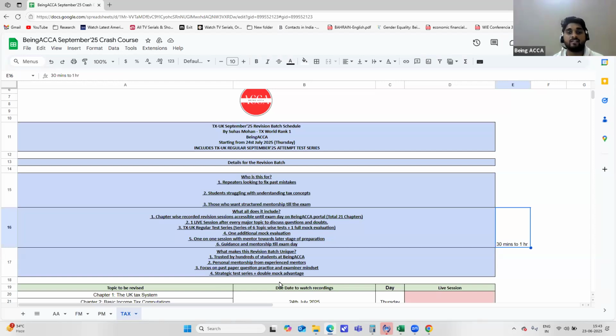And next is the strategic test series. So we will have a test series for each section, so you'll get the advantage of section-wise tests and be well prepared for each test. But the advantage that you get is a double mock advantage. The students who are enrolling for the normal test series get only one mock evaluation. But if you register for the revision batch, you will be getting two mocks that will be evaluated by the mentor. That is me.